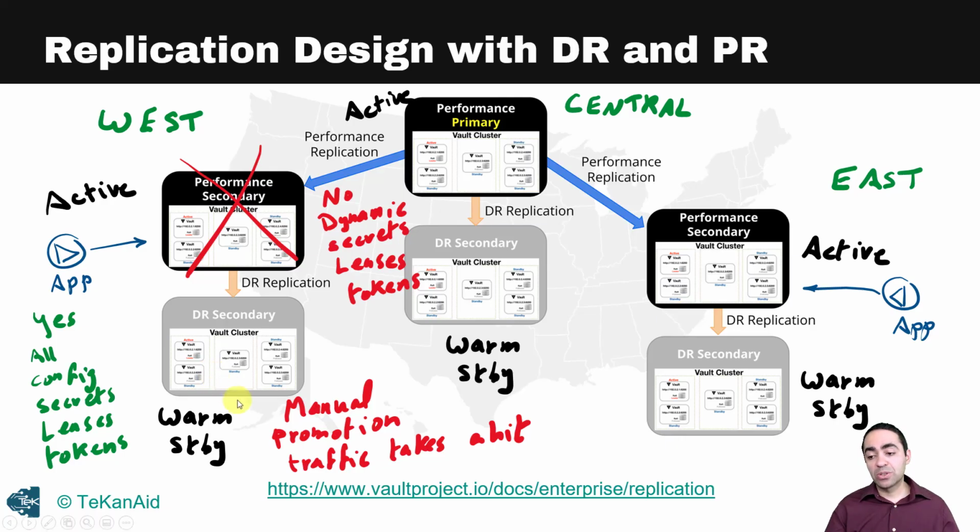The downside to this is that this is a manual promotion. You can write a script to speed up the promotion, but it's done on purpose because sometimes it's difficult to really determine if this cluster is down. It could be a hiccup on the network or something like that. So it's not so easy to figure out whether it's actually down. So human intervention is needed at this point.